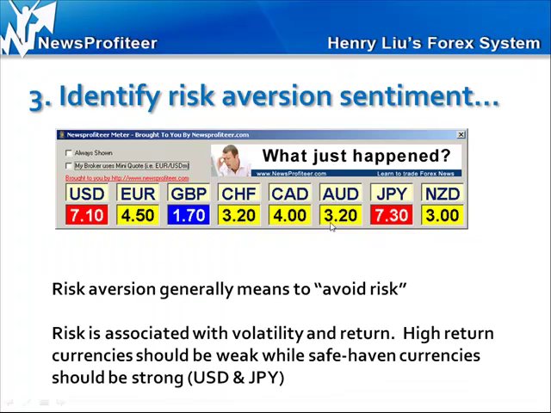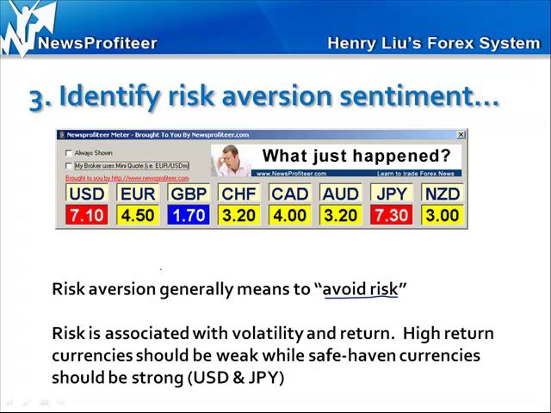Now, the next way of using it is to identify risk aversion sentiment. Now, we all know markets being driven by risk sentiments. And risk sentiment meaning that the whole market collectively are driven by emotion. So basically, a risk aversion means to avoid risk. Traders want to avoid risk. Now, risk is always associated with return and volatility.